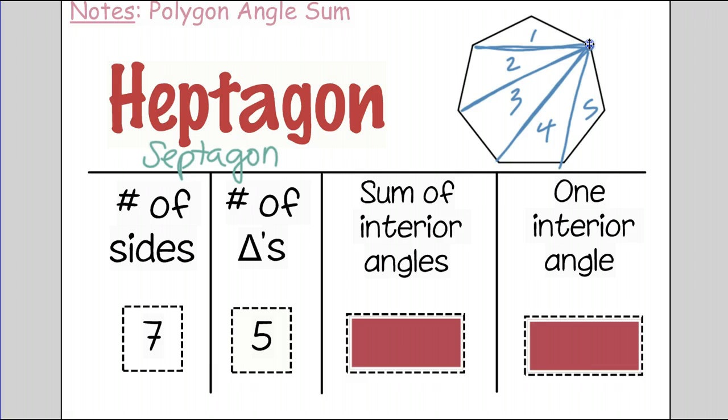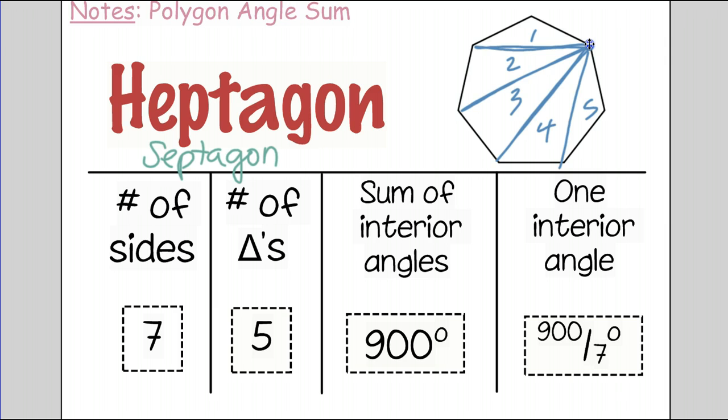5 times 180 is 900. And this one is ugly. 900 divided by 7, because there's 7 angles. It's an ugly decimal. So instead of writing the ugly decimal, I want you to just write the fraction, 900 sevenths. Each angle would be 900 sevenths. You take the total number of degrees, 900, and divide it by 7. You can write it the decimal way or the fraction way, but Miss Tanton likes fractions better.